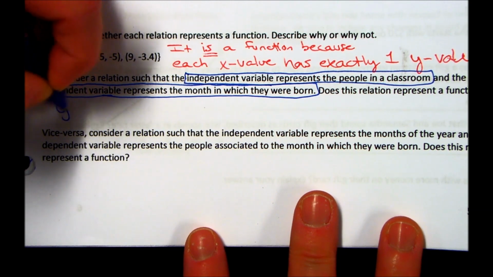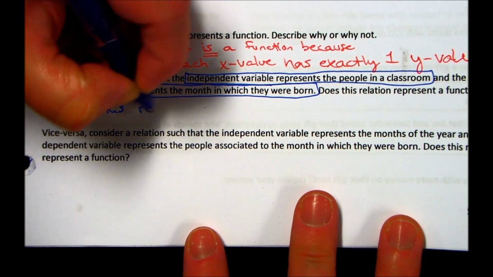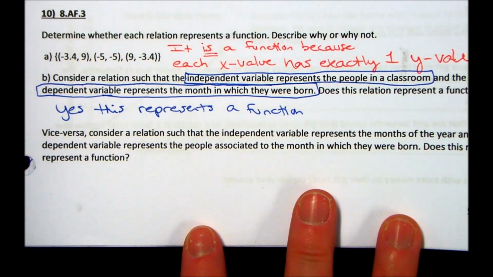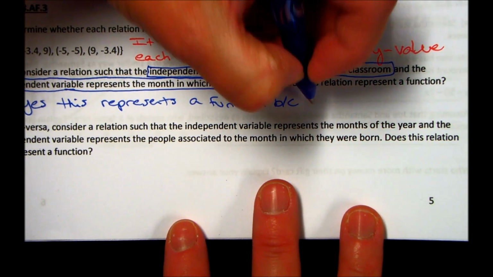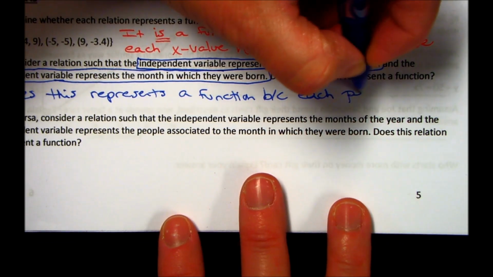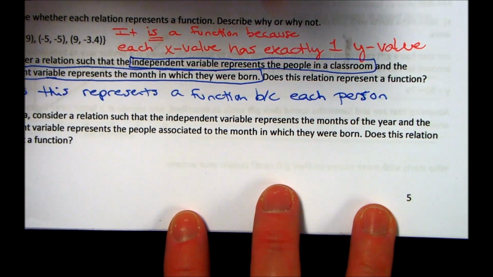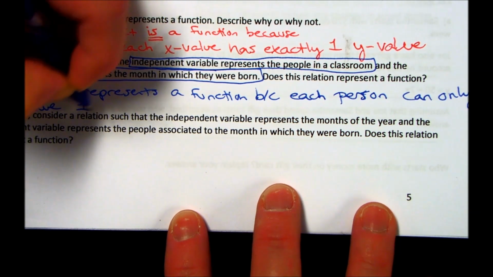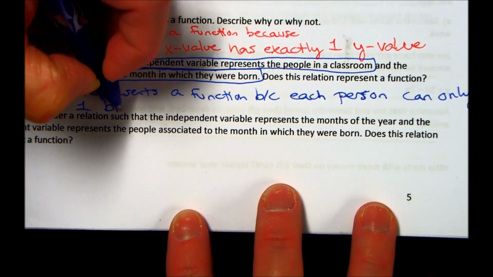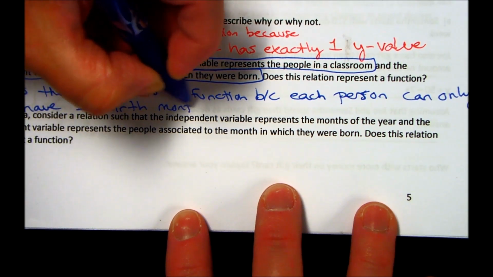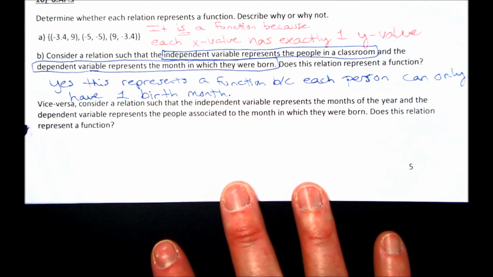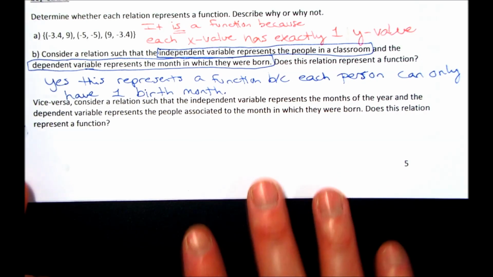So yes, this represents a function because each person can only have one birth month, or 1 month in which they were born. So yes, this represents a function because each person can have only one birth month or 1 month in which they were born.